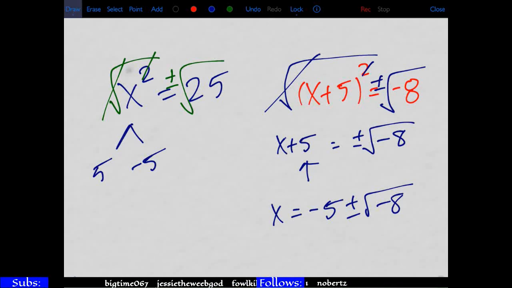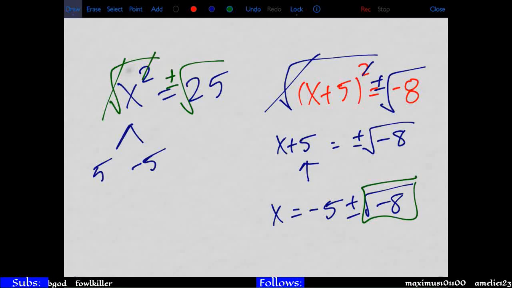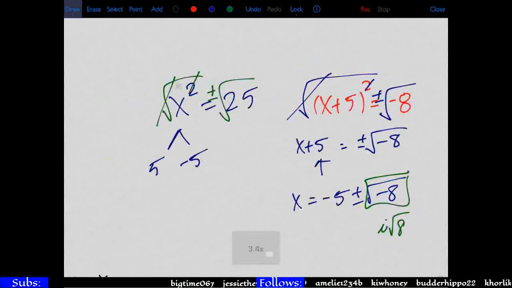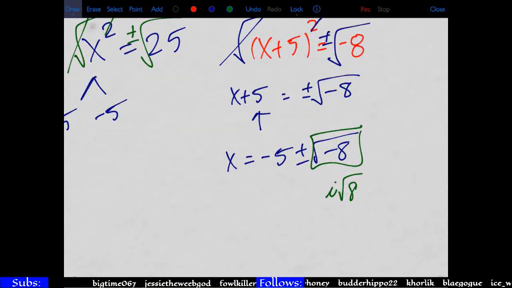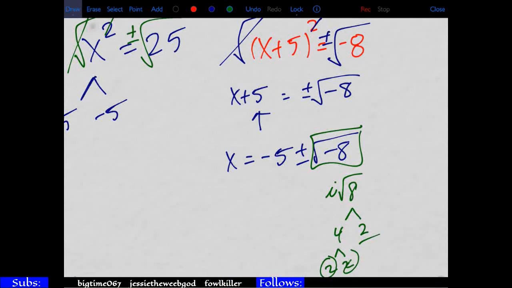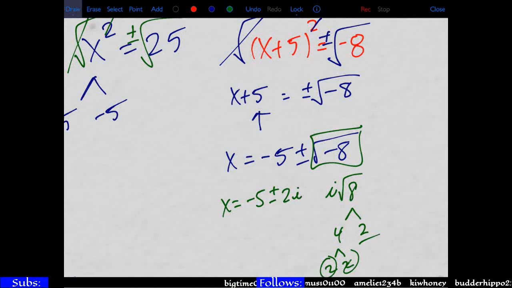And then we simplify this, which simplifies to i root 8. And then root 8 is 2 root 2, right? Yeah, 2 root 2. Then you get x equals -5 plus or minus 2i root 2.